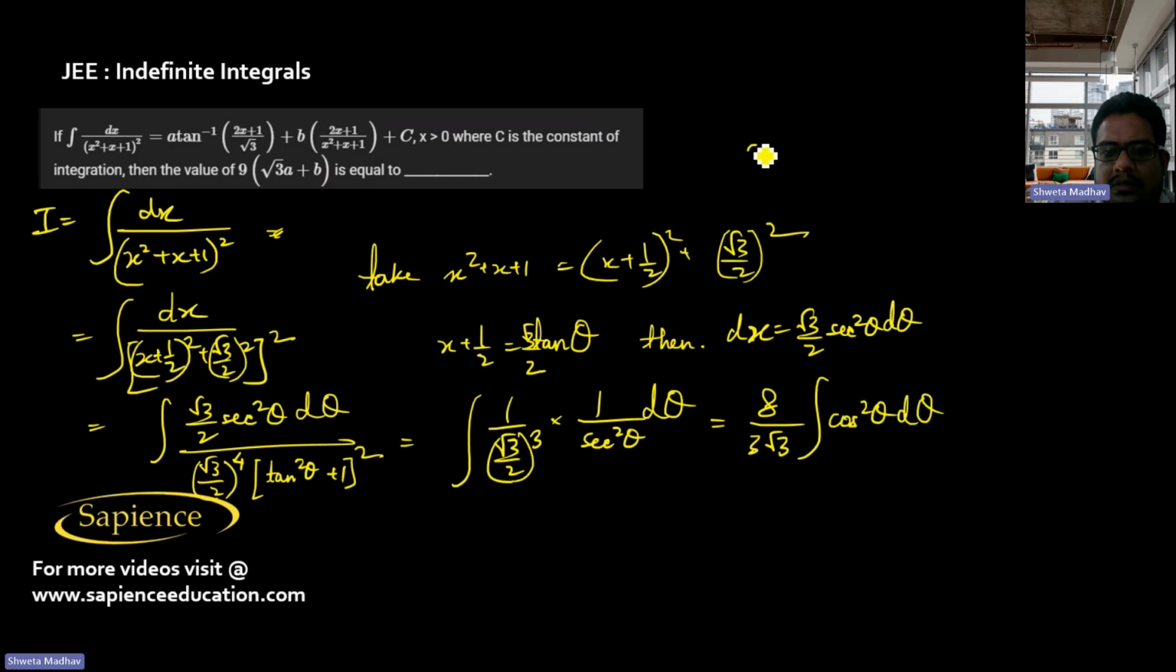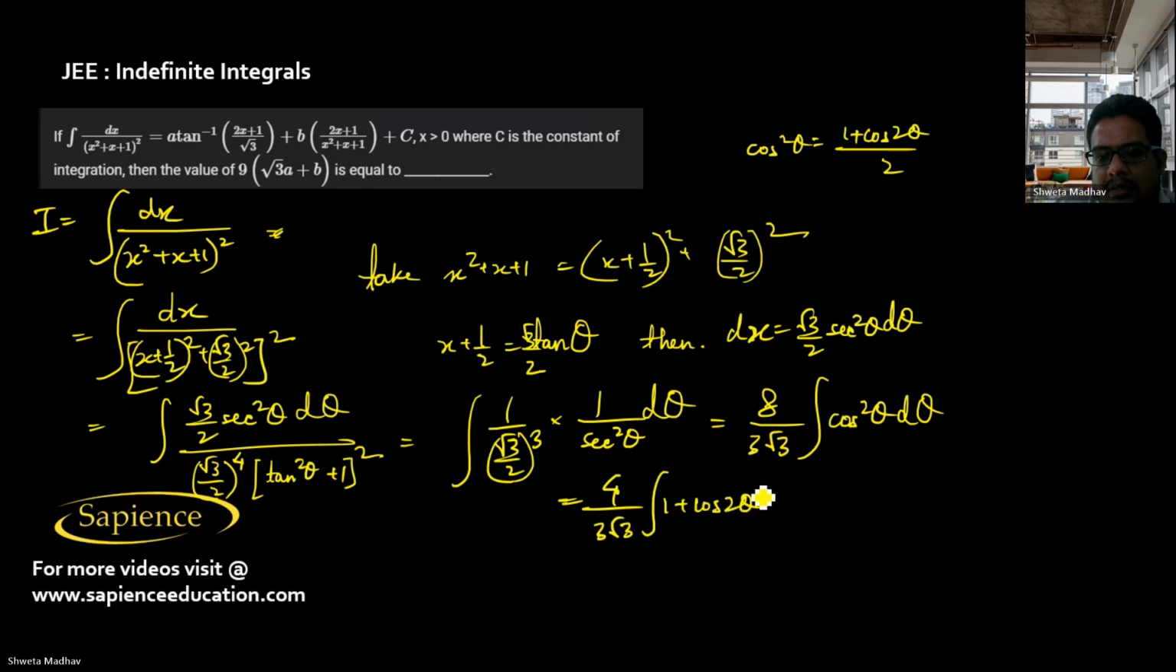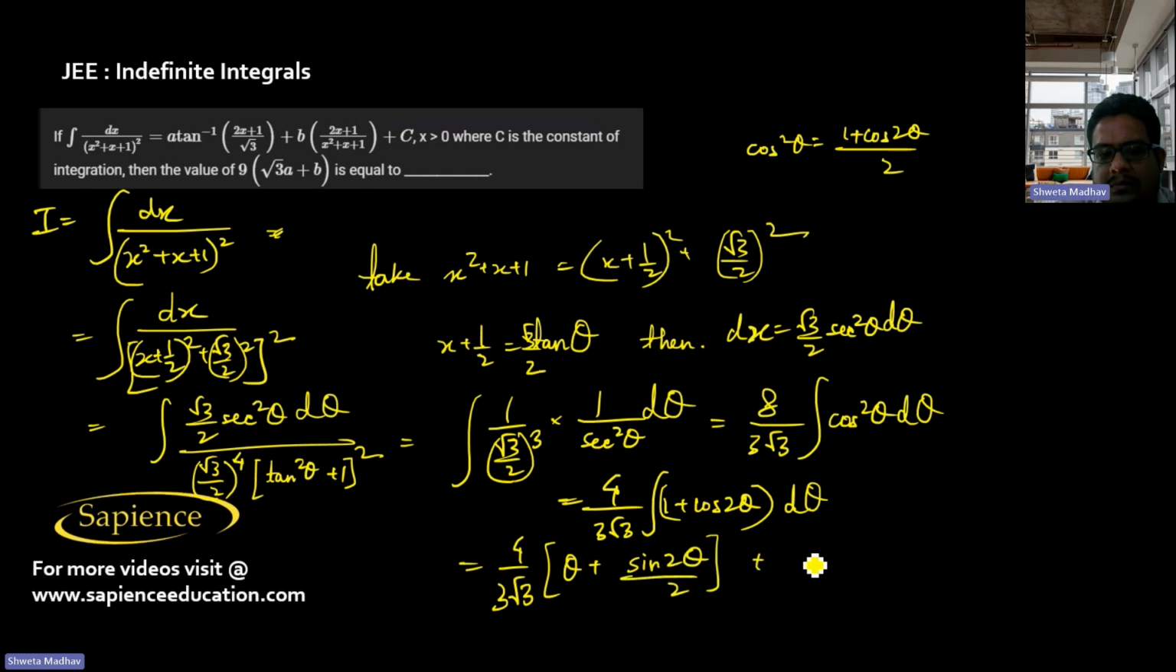Now cos square theta is 1 plus cos 2 theta by 2. So I can write 4 by 3 root 3 into integral 1 plus cos 2 theta d theta. Now this will be 4 by 3 root 3, integral d theta that is equal to theta, plus integral cos 2 theta, that is sin 2 theta by 2, plus c.